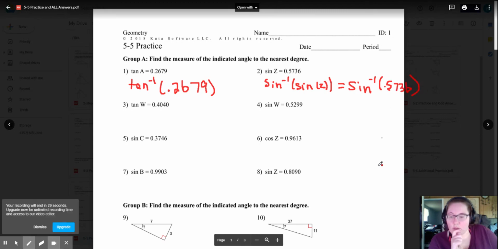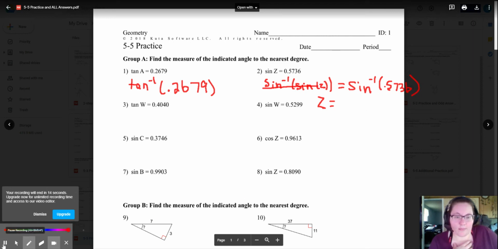0.5736. Sorry, I'm writing with a mouse. So inverse sine and sine will cancel out. I'm left with just z equals inverse sine of 0.5736. And then that would be what your answer is, and you should get 35 here.